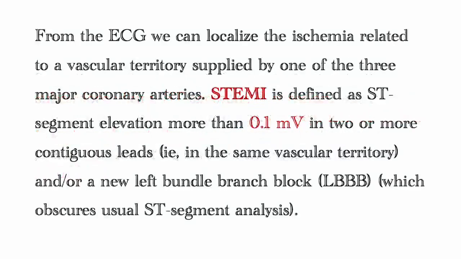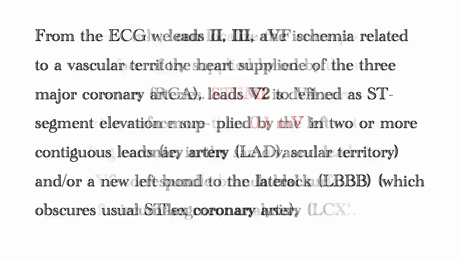From the ECG we can localize the ischemia related to a vascular territory supplied by one of the three major coronary arteries. STEMI is defined as ST segment elevation more than 0.1 mV in two or more contiguous leads, i.e., in the same vascular territory, and/or new left bundle branch block, LBBB, which obscures usual ST segment analysis.